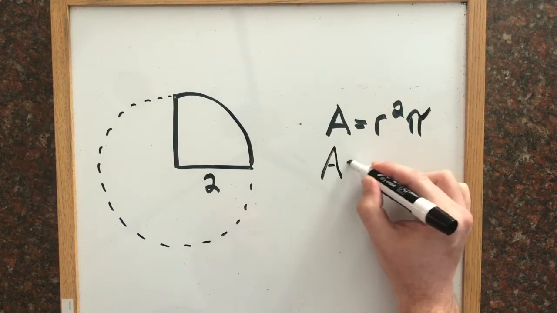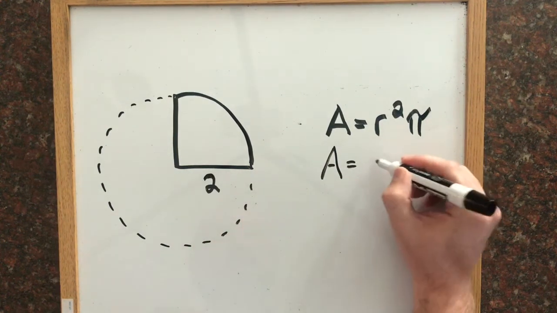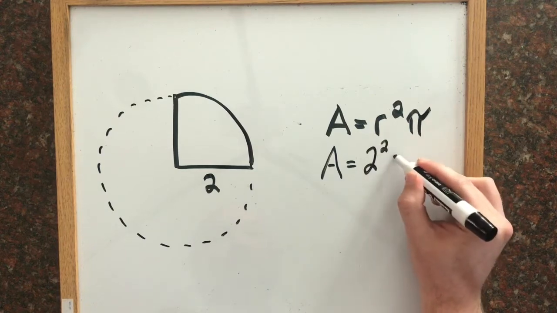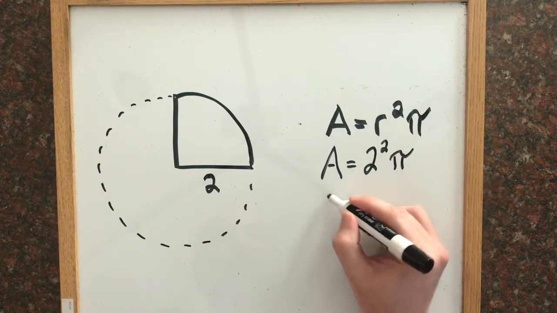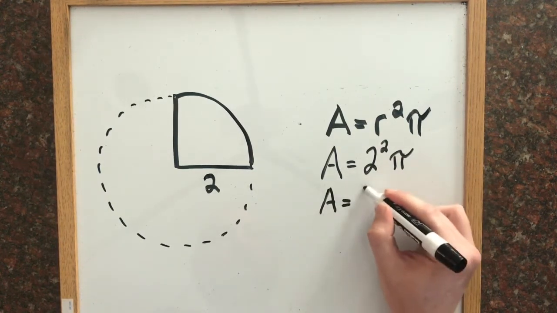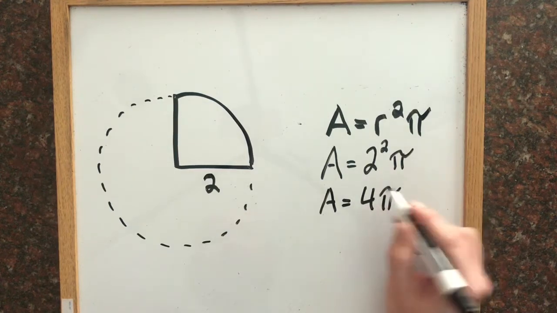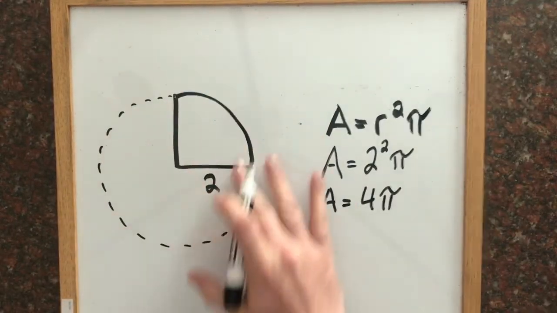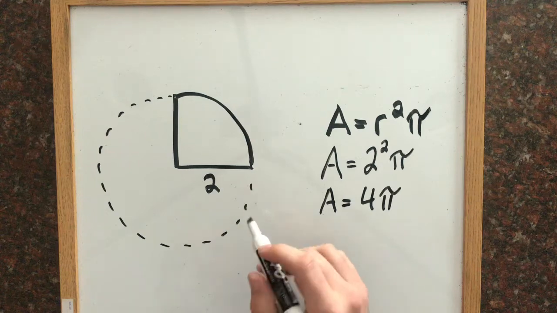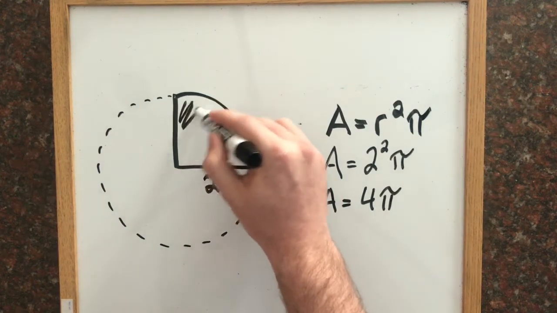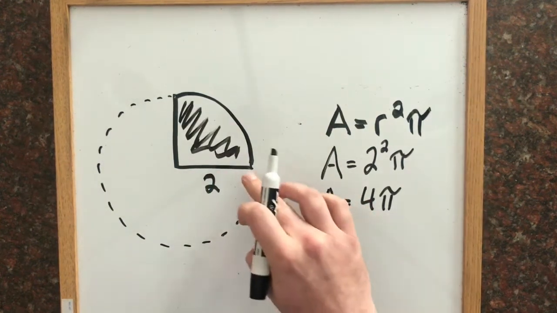So area equals radius, which they gave us as 2, squared times pi. Area is equal to 4 pi. Now again, that's the area of the entire circle. We don't want the area of the entire circle. We're only interested in the area of this piece here, which is 1/4.